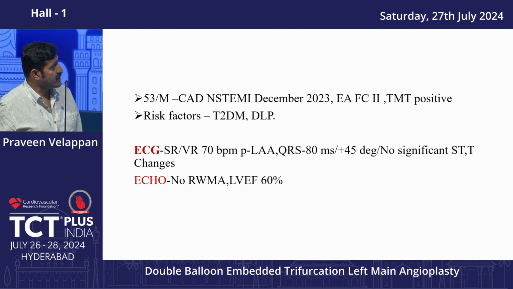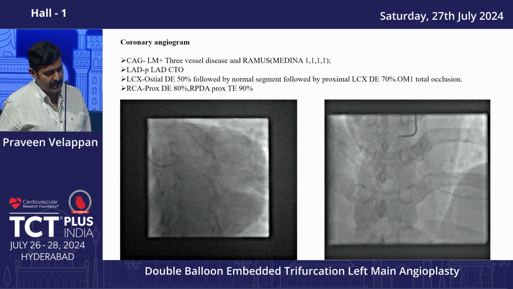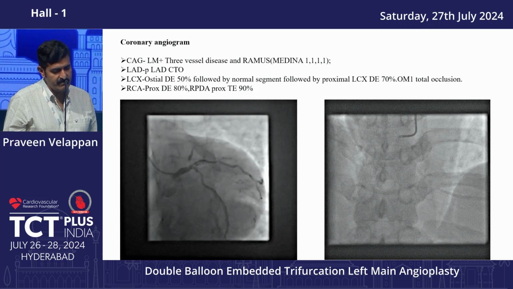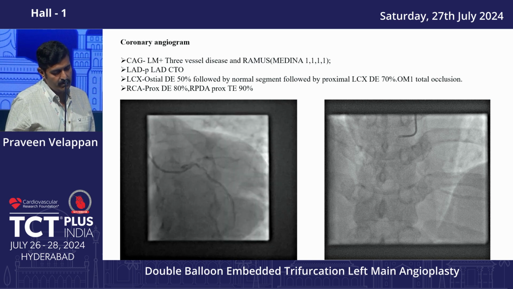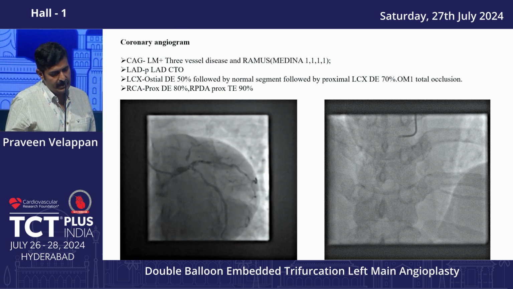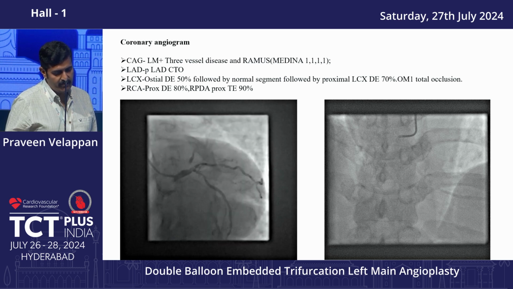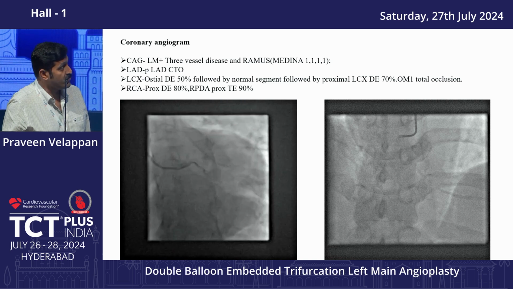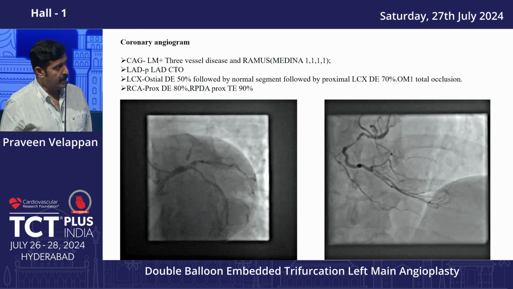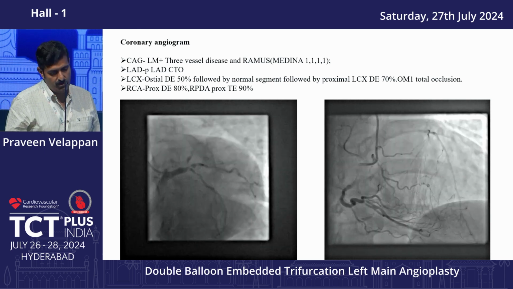So my patient is a 53-year-old male who was diagnosed as an NSTEMI. His TMT was positive, echo was normal, and we took him up for an angio, and this was the left system. It showed an LM with a 3-vessel disease, the Medina classification of 111. LAD had a proximal CTO, circumflex had an ostial 50% followed by a normal segment followed by proximal circ, and OM1 was totally occluded, and RCA had disease in the mid portion and the ostial PDA.